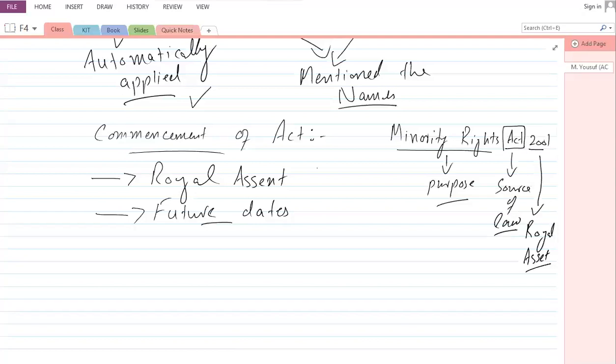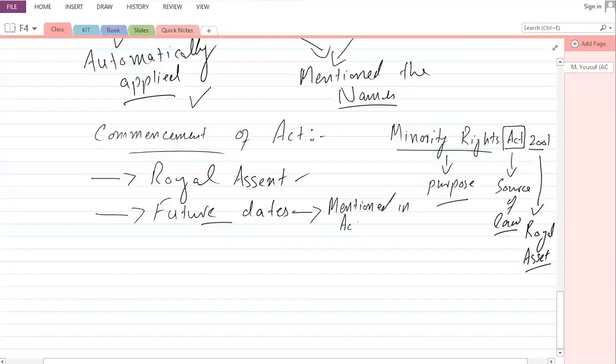So according to this rule, when royal assent is provided, that act starts enforcement. But the second rule, that is future date, means that if it is mentioned in the act that it will be applicable from 2003, then royal assent has been given to that act, but its application will start in 2003. So future dates are important.